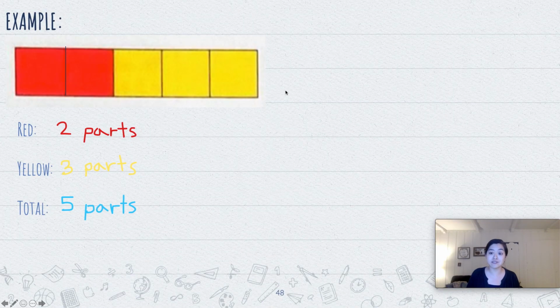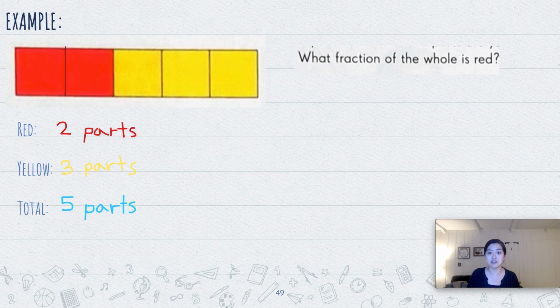The total has 5 parts. What fraction of the whole is red? So now I know I have to write it in a fraction. That means I have to draw a fraction bar, and I need a top number and a bottom number. My top number is a specified part. The specified part in this case is the color red.